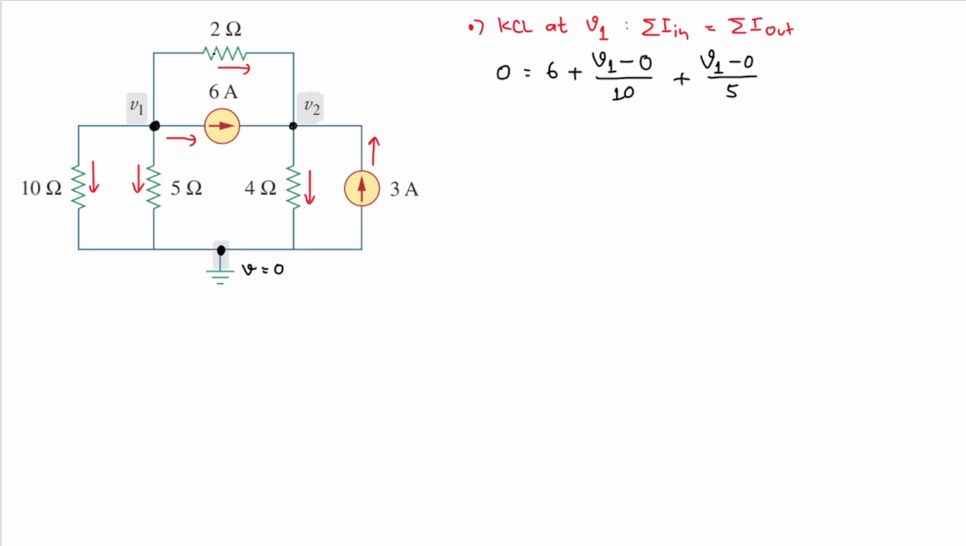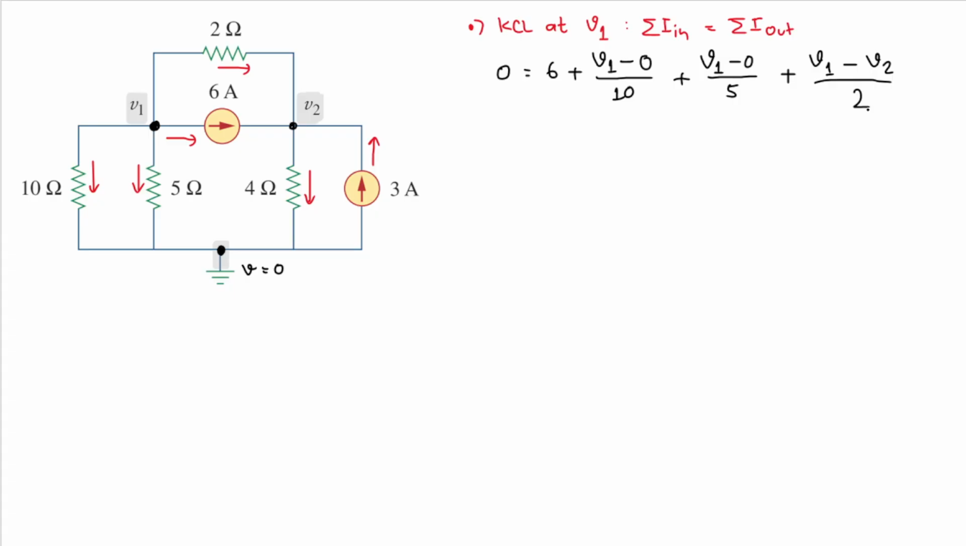And the last one, I will have this one here. So I will have plus V1. The current comes from V1 and the current goes to V2. So I will have minus V2, and divide that by the resistance between them. So I will have 2 ohm, right?